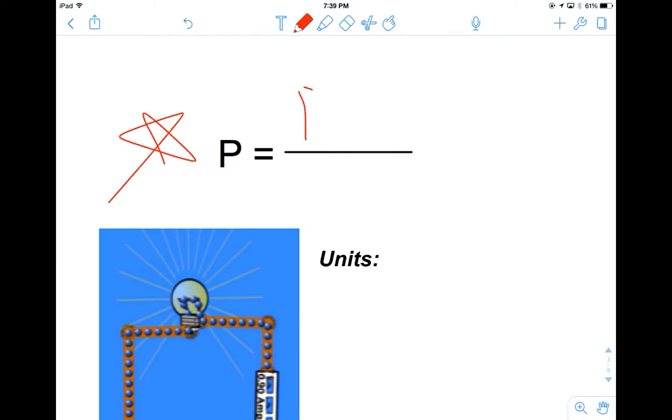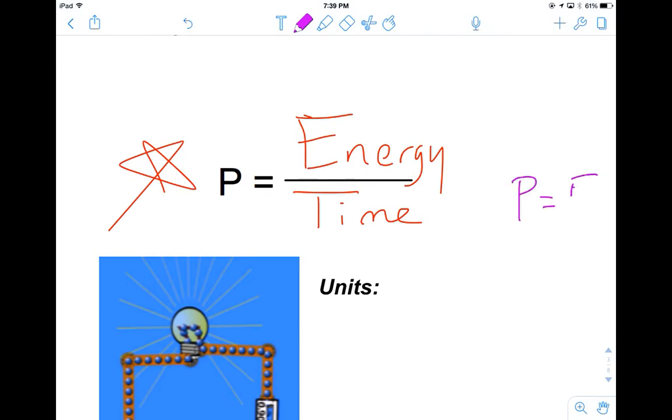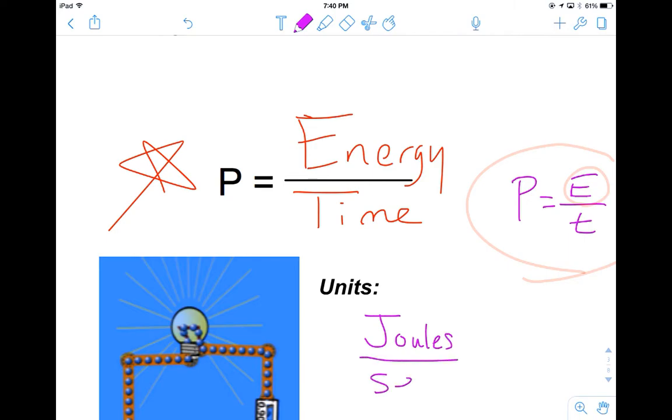So when we talk about power for our purposes now, we talk about energy per amount of time. Some of my students call this our PET equation. P equals E over T. If you look at this equation, we're looking at units of energy, which are joules, over our units for time, which are seconds. So really that's what we talk about as being a watt.